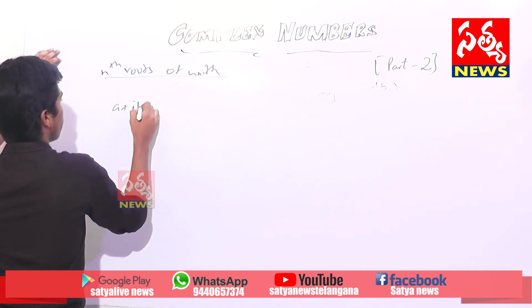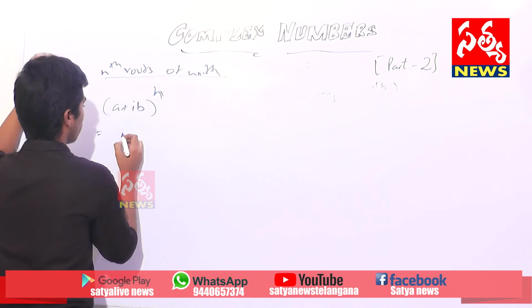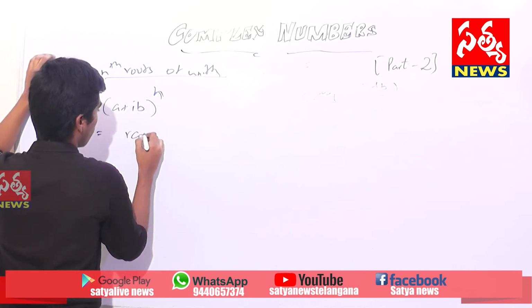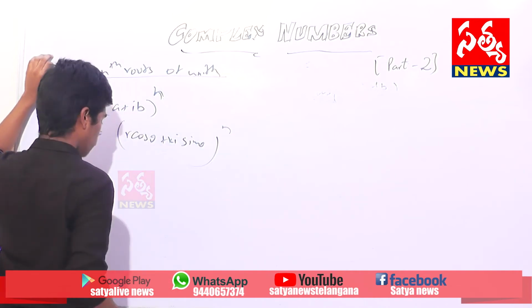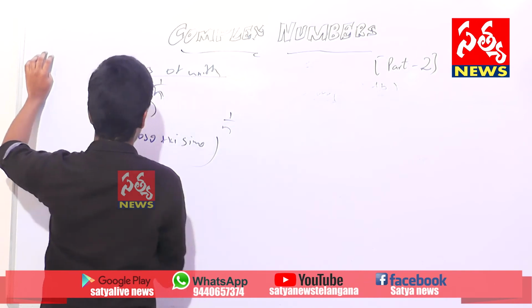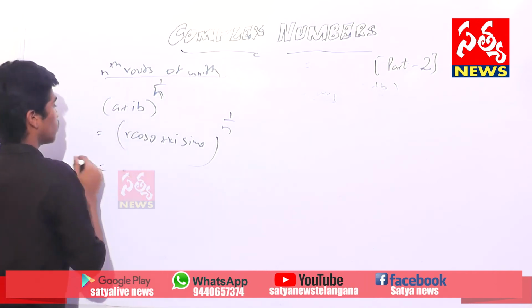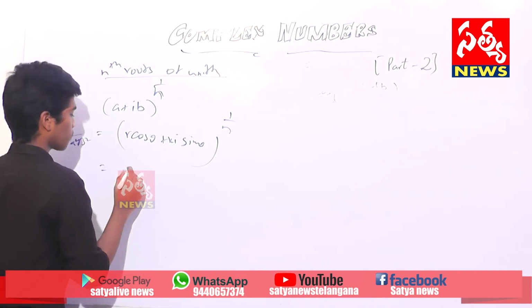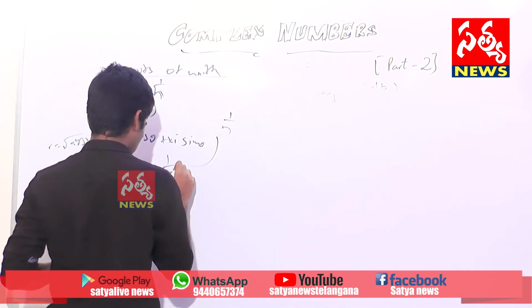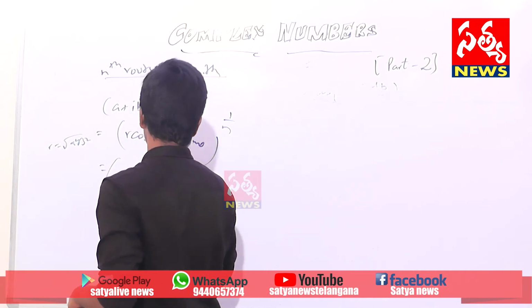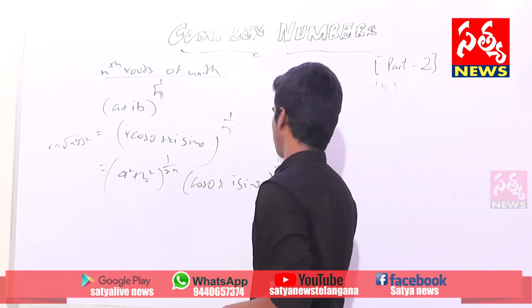Let (a plus ib) whole power n be a complex number, and this can be written as (r cos theta plus i r sin theta) whole power 1 by n. Taking r common, as the r value is under root of a square plus b square, we get (a square plus b square) whole power 1 by 2n into (cos theta plus i sin theta) whole power 1 by n.